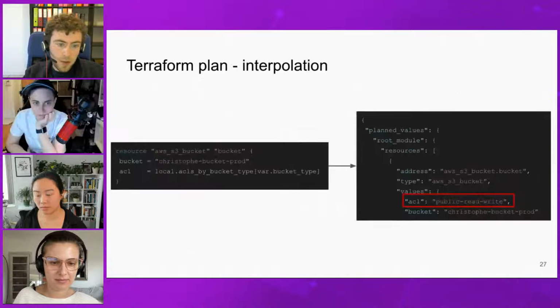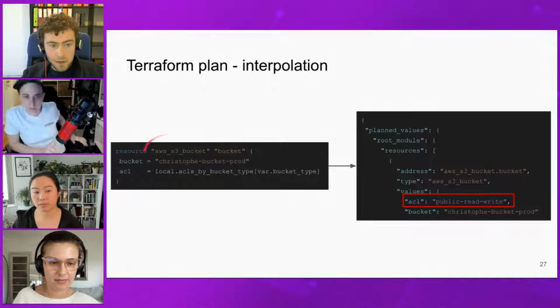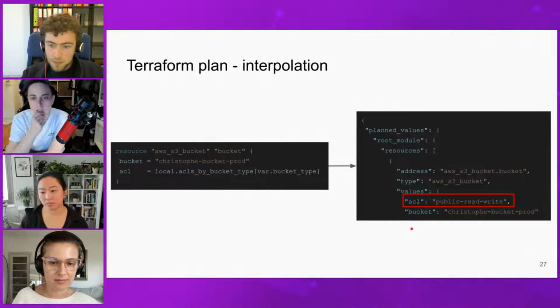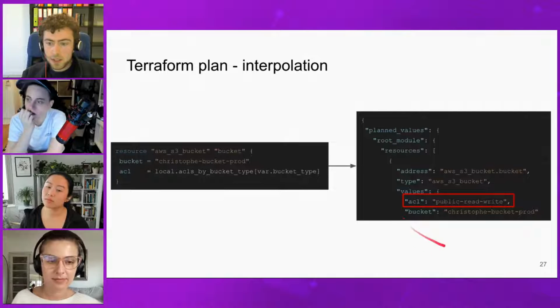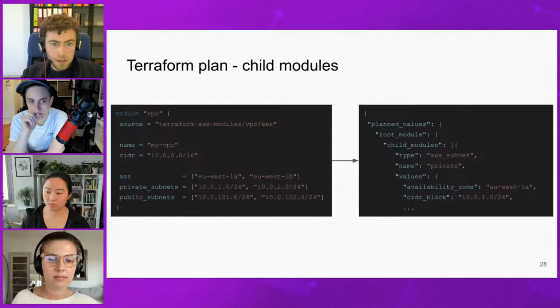So if we go back to our previous code, it's going to basically translate anything that you have in the code inside something that has been basically evaluated, interpreted. So you won't have any weird variable or fancy data sources here. You will have really the end values that Terraform will use. So it makes it easier to match on strings, for instance.